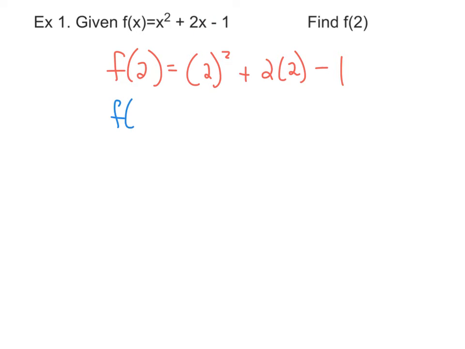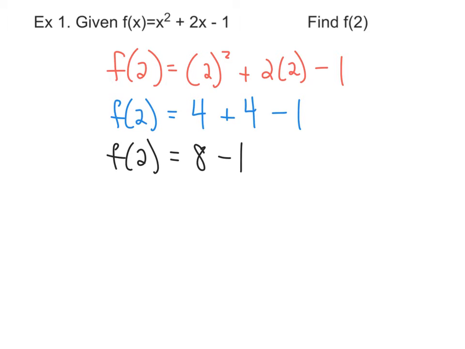So now f of 2, I'm going to start simplifying. 2 squared is 4. 2 times 2 is 4. And then minus 1. Going to keep simplifying. 4 plus 4 is 8. Minus 1. 8 minus 1 is 7. So f of 2 in this given formula would equal 7. So that meant my x value would be 2, my y value would be 7. So the ordered pair would be 2, 7 if I was looking at this on a graph.